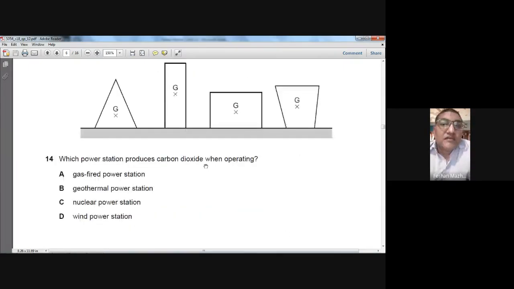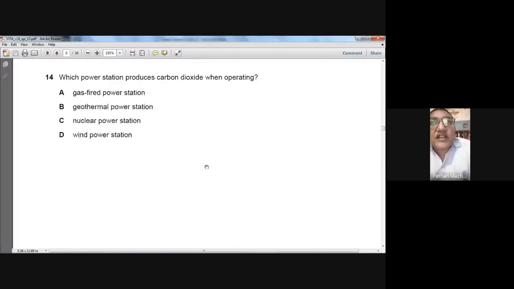Okay, question 14. Which power station produces carbon dioxide when operating? Gas-fired power station produces it, because when we burn the gas, carbon dioxide and carbon monoxide are produced. Geothermal does not produce, nuclear power station does not produce, wind power does not produce carbon dioxide. So A is the option, sir. Question 14, A is the option.